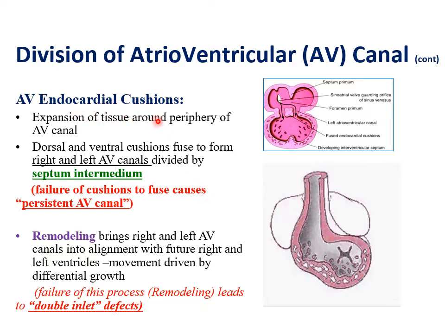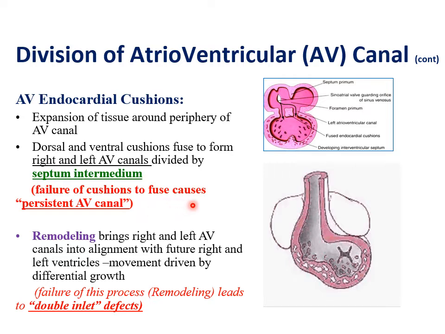So by expansion of the tissues, the dorsal and ventral cushions, as we said, around the atrioventricular canal fuse to form the right and left canals divided by the intermediate septum, which we call the septum intermedium. It will start dividing from this point, dividing the atria and then the ventricles later on. Failure of fusion of those cushions will lead to what is known as persistent AV canal.